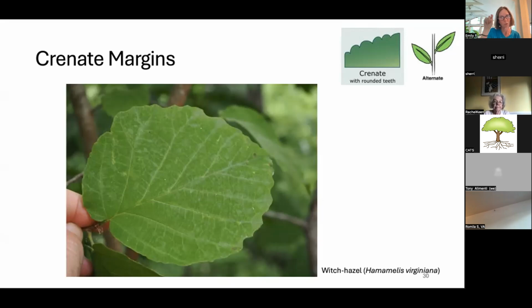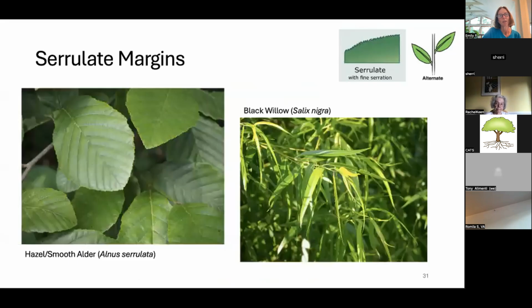Entire would be in the middle, but now we're going to go onto the serrulate, serrate, and doubly serrate side of the leaf margin options. So we're going to start with serrulate margins. This is with fine serrations, and we're going to go with alternate branching. And I think it's pretty interesting here. We have the smooth alder right here, and its specific epithet is serrulata, which means with fine serration.